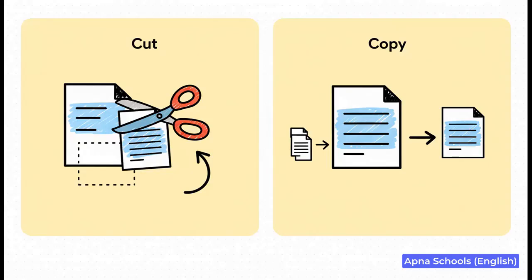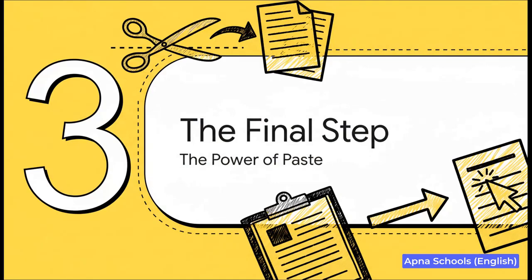So here's the bottom line. Cut moves things. You use it to reorganize your document. The original text gets removed. Copy duplicates things. You use it to reuse a piece of text over and over. The original stays put. If you only remember one thing, that's it. Cut moves, copy duplicates.